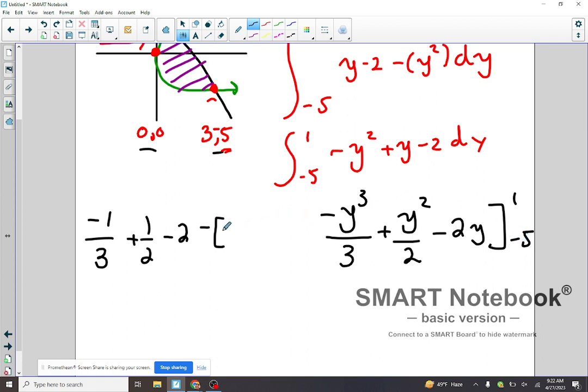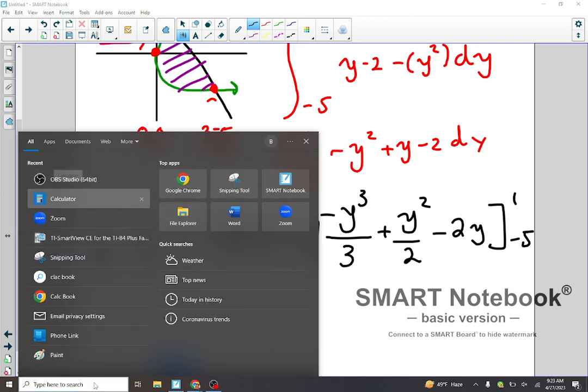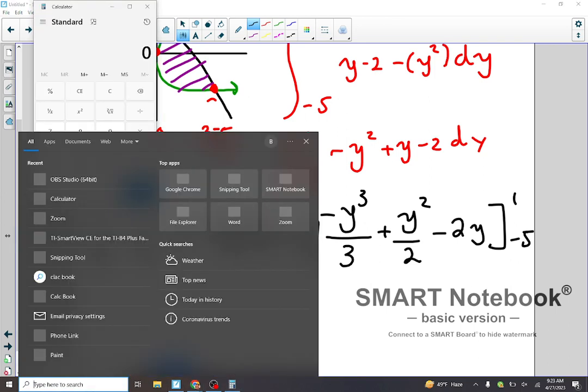-5 to the third power is positive 125, but double negative makes it positive, over 3. This is squared. -5 squared is positive 25, so plus 25 over 2. -2 times -5, plus 10. You can either type it all in the calculator or change the base of them. Not that calculator, shoot. This one.